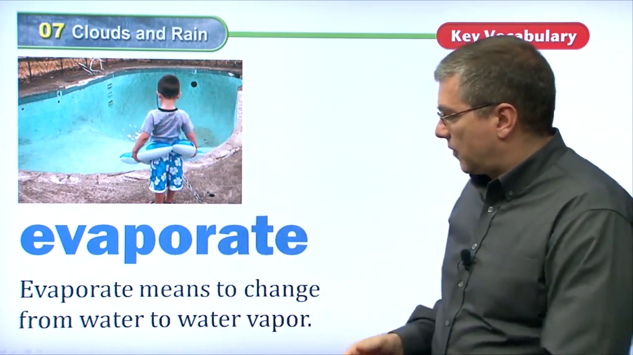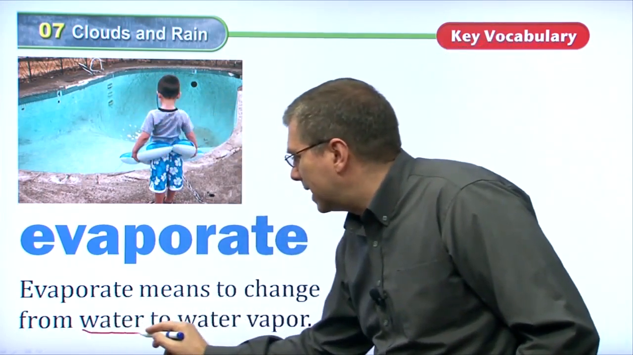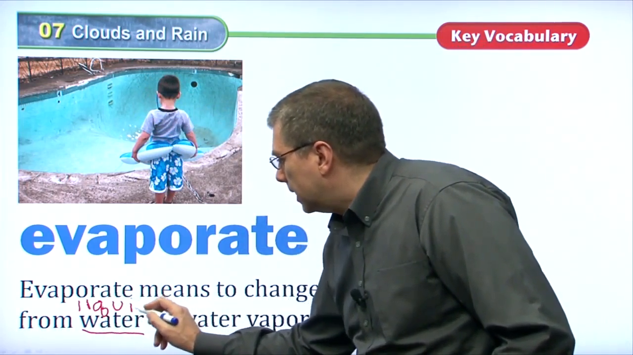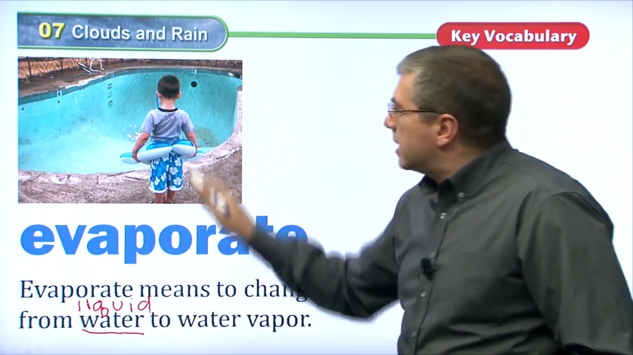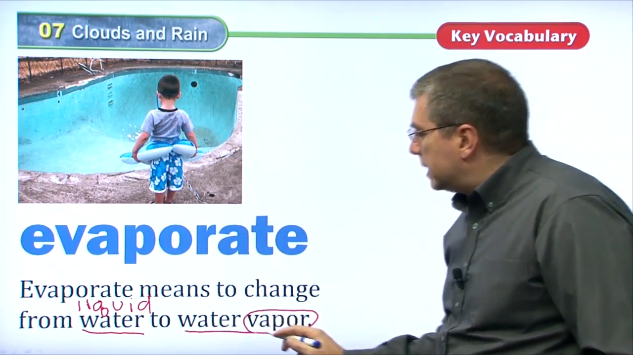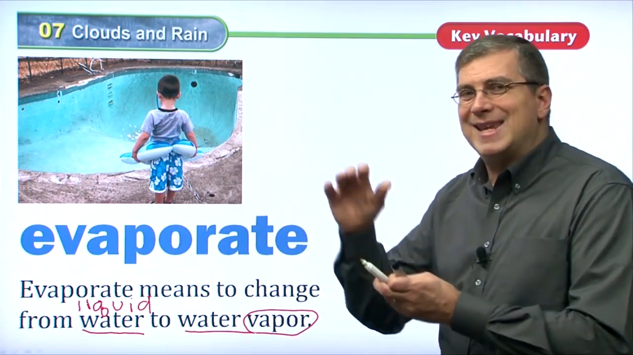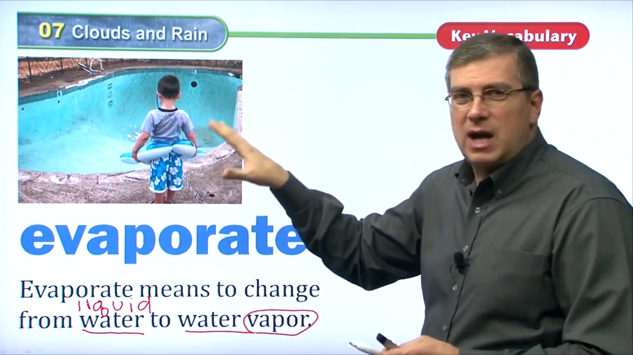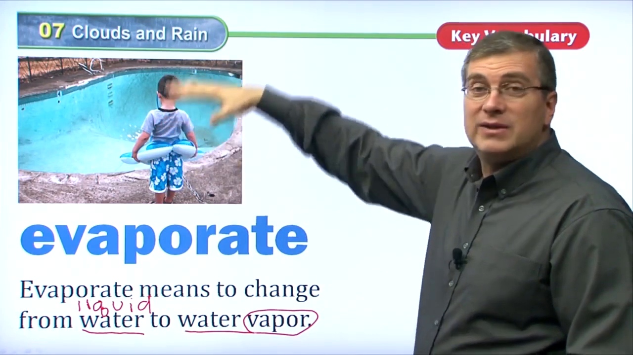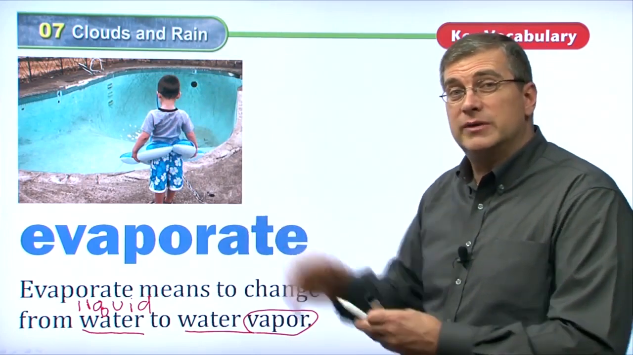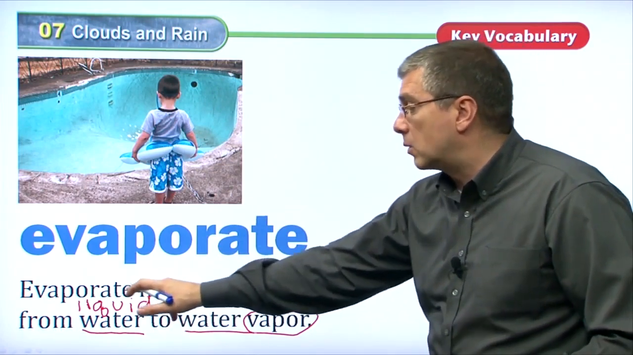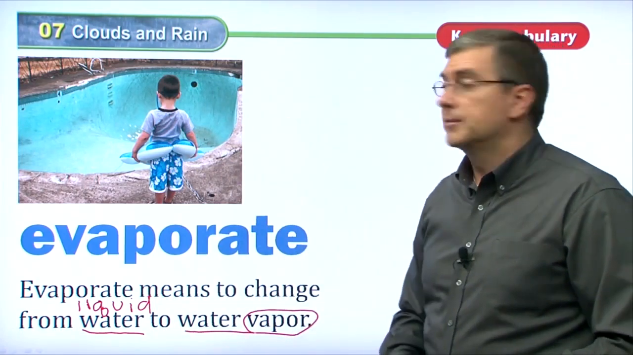The water has changed from liquid water to water vapor. This water here used to be liquid water. Vapor is a stage between liquid and gas, okay? So when the water gets hot, when the sun beats down, the water changes from liquid to a gas. From water vapor, it rises into the sky and it forms that cloud that we just saw on the previous slide. So evaporate means to change from liquid water to water vapor, okay?